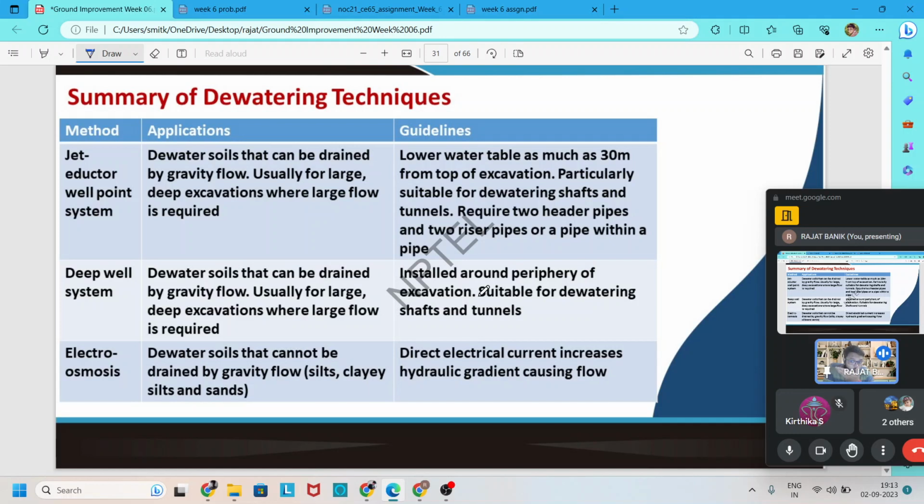So the last one is electroosmosis. We already described that the electric gradient is, sorry, it is too hot here.